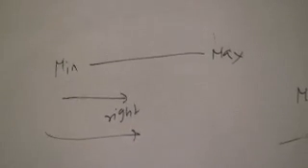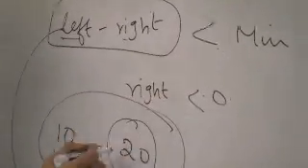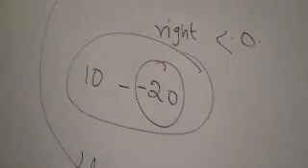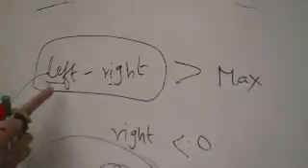Okay? So let's see the other way. If right is less than 0, negative. Let's say 10 minus 20. The overall sum is going to only what? Increase. Right? So you're going to check if it's going to be greater than max. So which makes you check what? Left greater than max plus right.